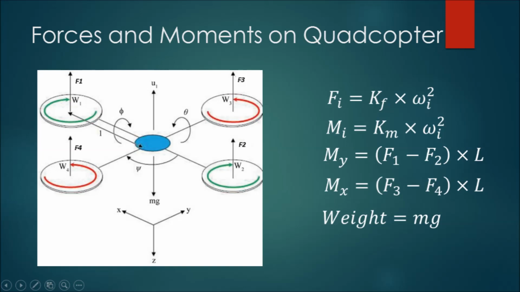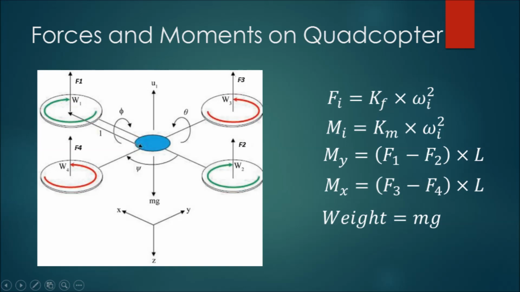Forces and moments on a quadcopter. 4 propellers produce thrust Fi in the direction perpendicular to the plane of rotation of the propellers. This thrust is proportional to the square of the angular velocity of the propellers. As the propellers rotate, they create a reaction moment Mi on the quadcopter about the z axis. This reaction moment is proportional to the square of the angular velocity of the propeller.